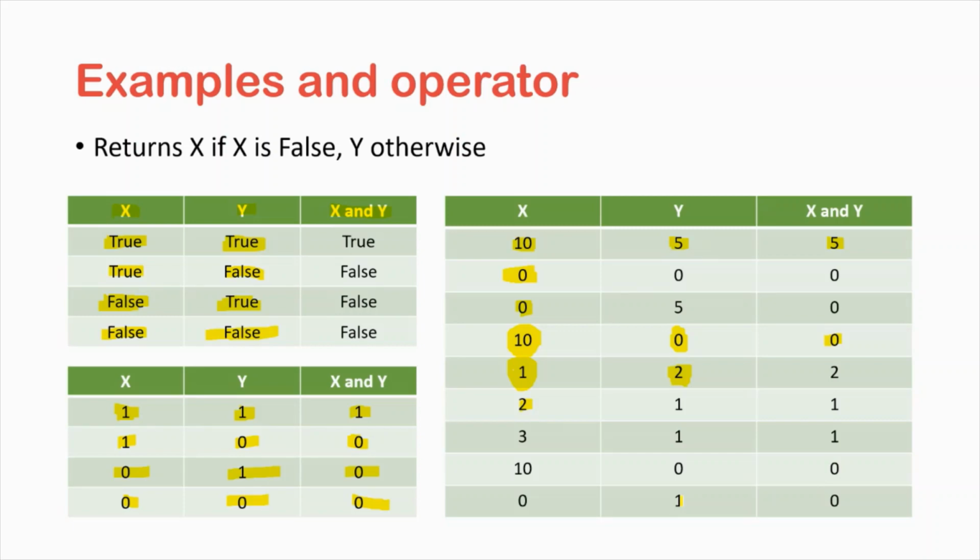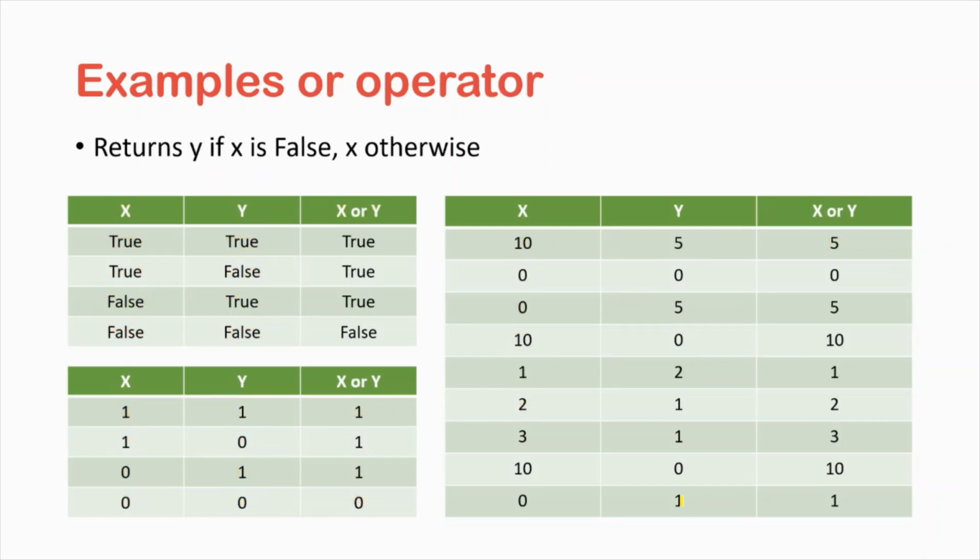Now we will go to the OR operator. So here is the OR operator. We can see this like true or true. It will see the first statement. If the first statement is true, it will not go to the second statement. So it will return true. If the first statement is true, it will not go to the second. It will directly print true.